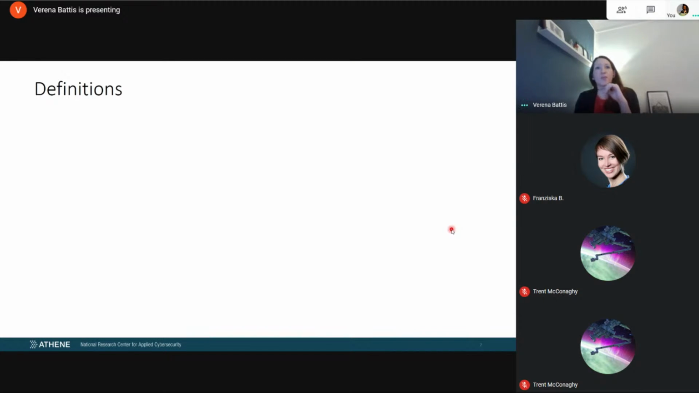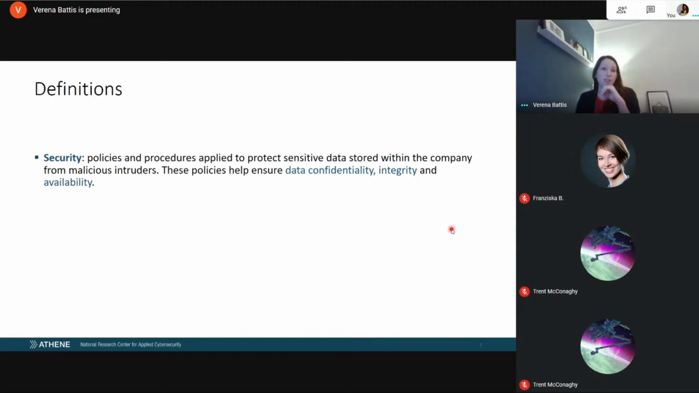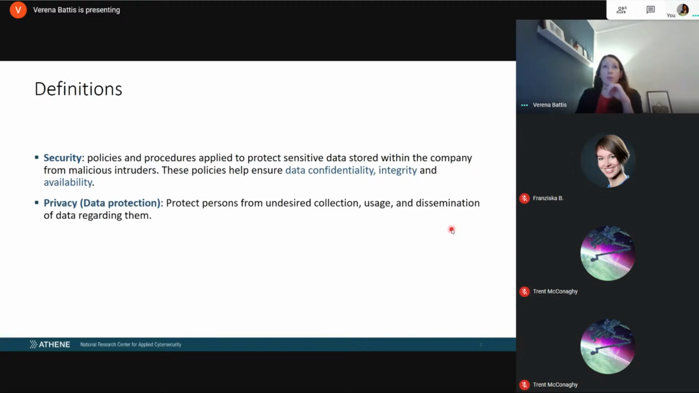So what's the difference between data privacy and data security, for instance? They both relate to control of the user's data. However, they have distinct meanings. For instance, security means policies and procedures applied to protect sensitive data stored within the company from malicious intruders. These policies help to ensure the core IT security goals, data confidentiality, integrity, and availability. Privacy, on the other hand, or rather data protection, means the protection of persons from the undesired collection, uses, and dissemination of data regarding them.